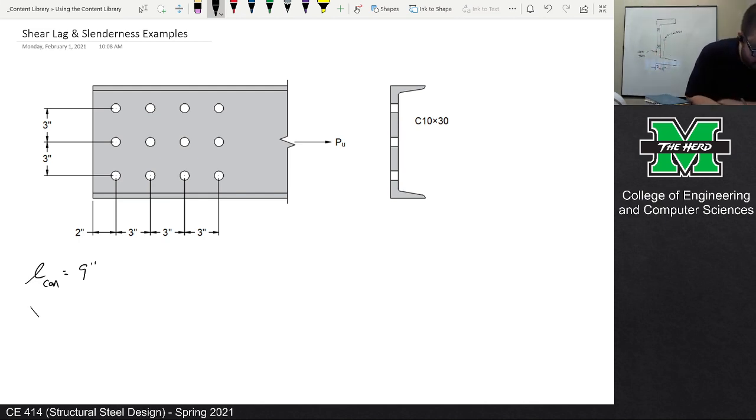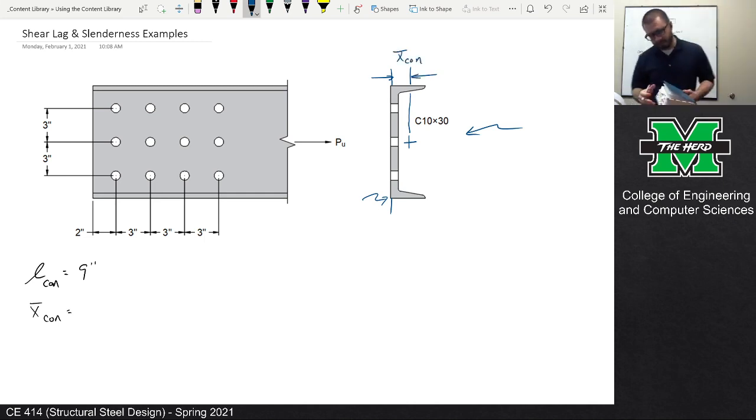Now, what about the X bar? Well, let's go here. I'm looking at this diagram right here. The centroid is probably going to be somewhere about like that, and the connected face is going to be this face right here. So ultimately what I want is this dimension. That's X bar. Now, hopefully you all have your manuals open.